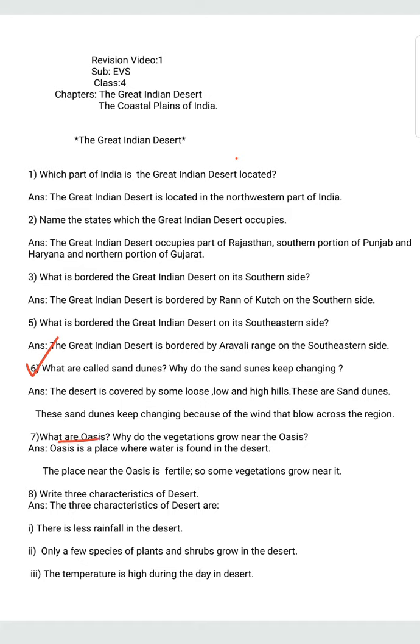Next, what are oases? Why do vegetation grow near the oasis? Okay, so first you have to know what is oasis. So the oasis is a place where water is found in the desert. So oasis are just like lake.